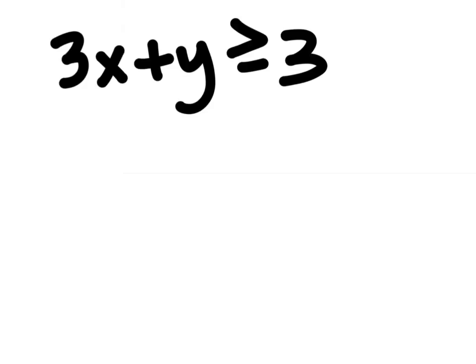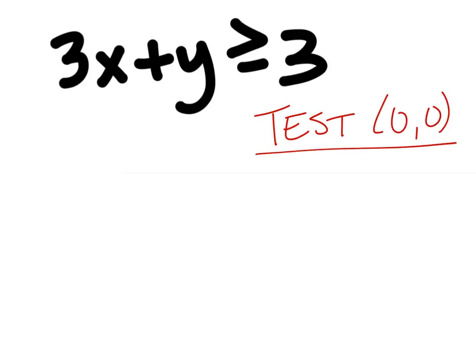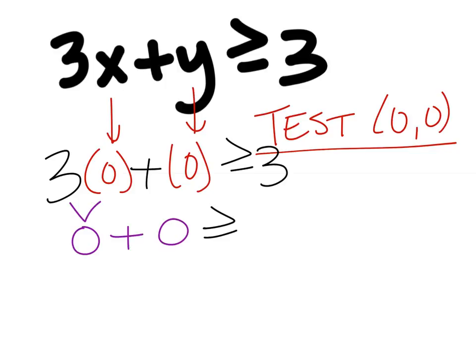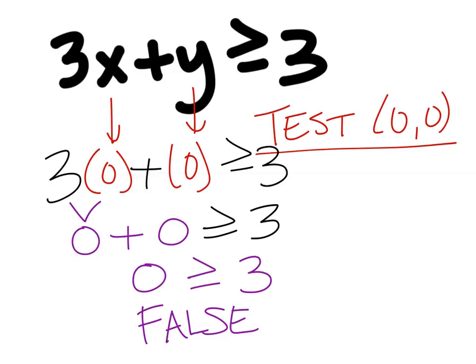Alright, so there's our inequality, and we said we would test the point 0, 0 here, okay? So in this inequality, 3x plus y is greater than or equal to 3. We're just going to replace the x with the 0, and we'll replace the y with 0 as well, which would help us to see if this is a true statement pretty quickly. So 3 times 0 is 0, plus 0, is this greater than or equal to 3? So 0 plus 0 is 0. Is 0 greater than or equal to 3? And the answer to that is no, it is not. So this would give us a false statement.